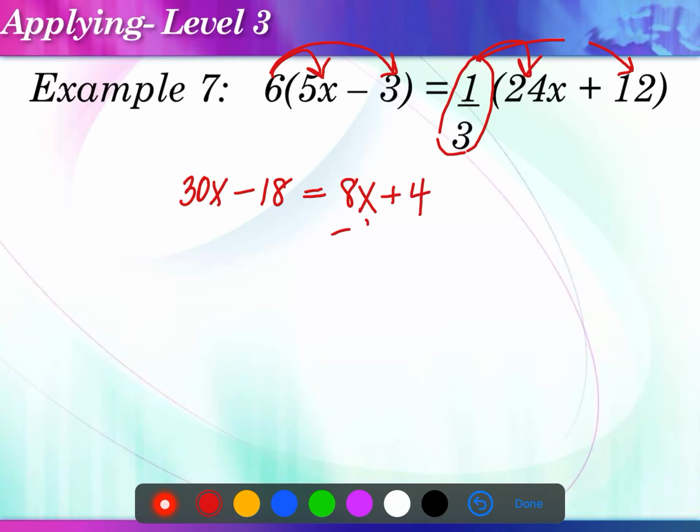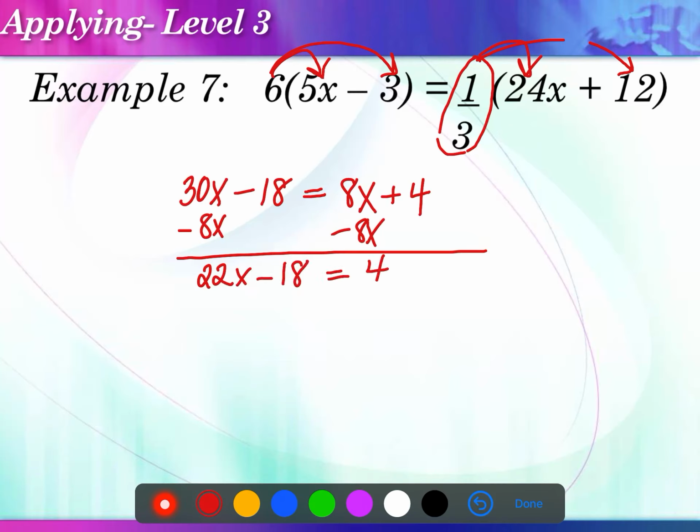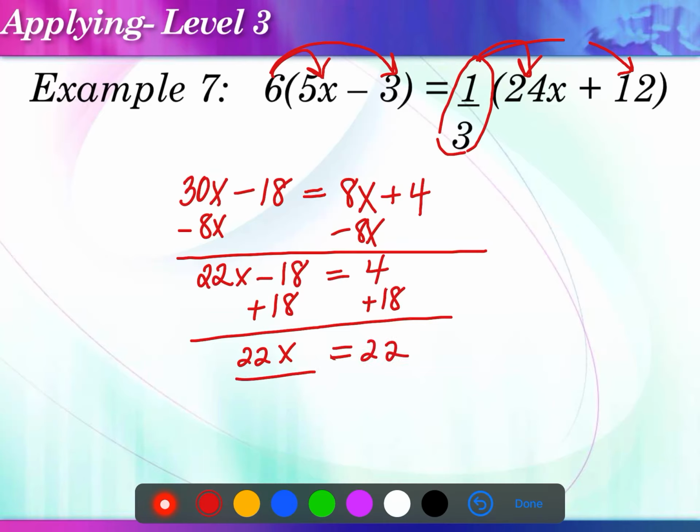So now variables on both sides. I'm going to subtract 8x, move the smaller one. Okay, and then I can begin to solve. So add 18. 22x equals 4 plus 18, 22. And divide. X equals 1. Okay, remember 22 divided by 22 is not 0. You're dividing, not subtracting.